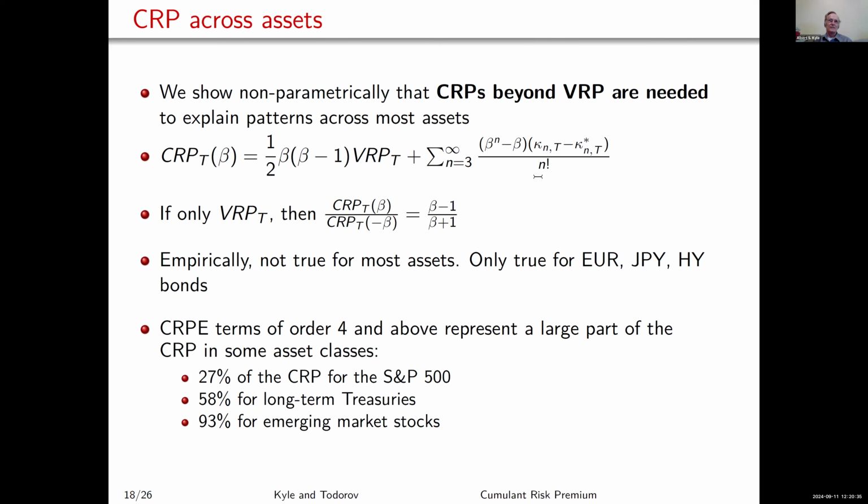So we claim that the cumulative risk premiums beyond the variance risk premium. So remember, the cumulative risk premium starts with the second moment or the second cumulant, and it keeps on going. But we claim that the cumulative risk premiums beyond the variance risk premium are needed to explain the patterns for most assets. So keep in mind that the variance risk premium cancels out if there's no leverage, because it's multiplied by beta times beta minus 1. So if beta is 1, that's going to have 0 effect.